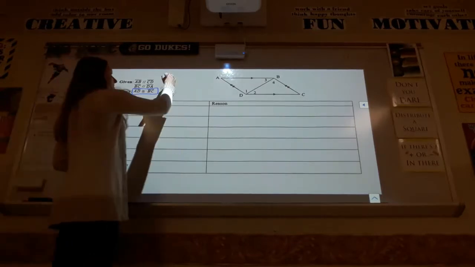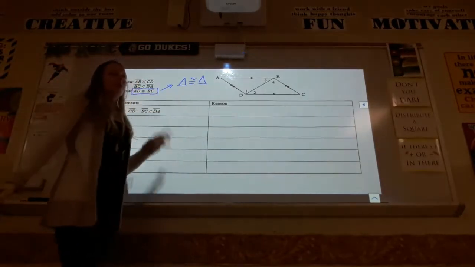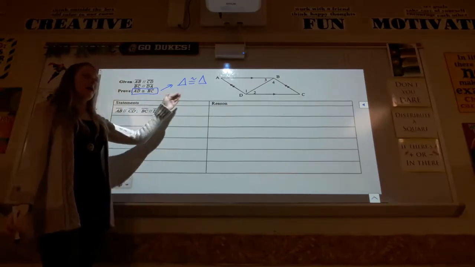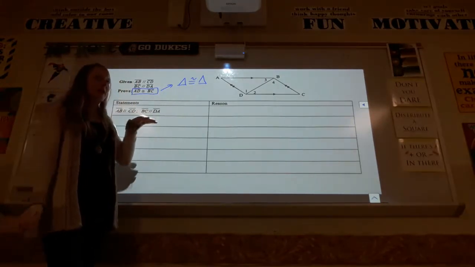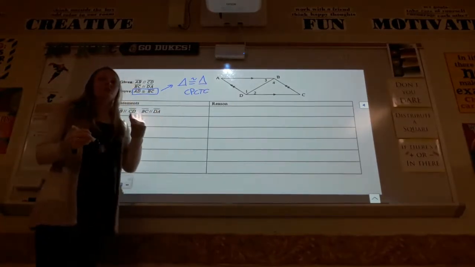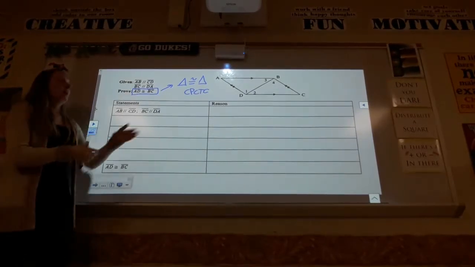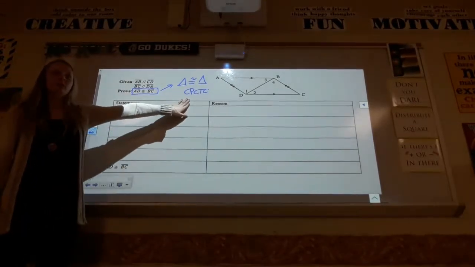So I still need to do triangle is congruent to triangle. I still need to prove that first. But once I have that, I only need to tack on one extra step, the CPCTC step. That's the only difference in these proofs. You first show that the triangles are congruent like we've just been doing, and then you put this extra step on there. Okay?